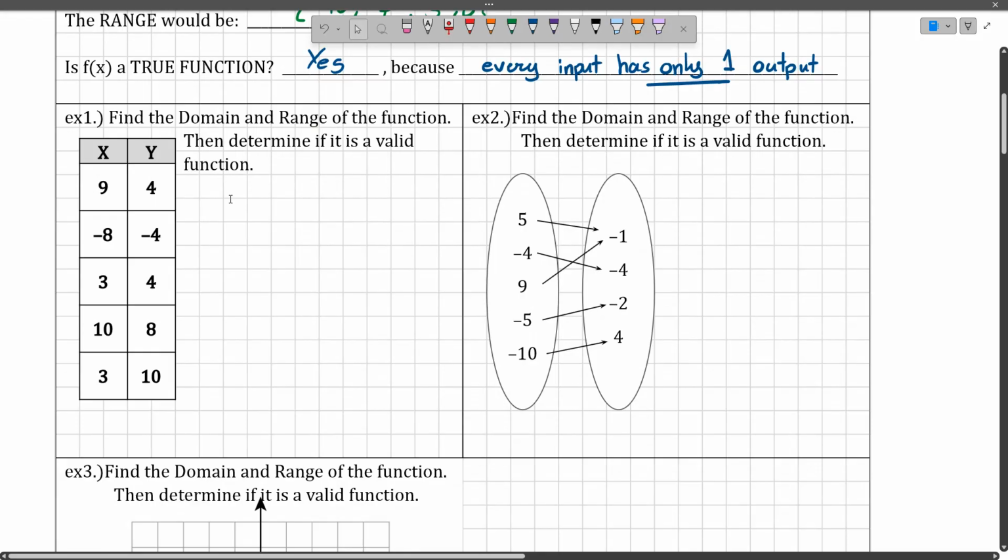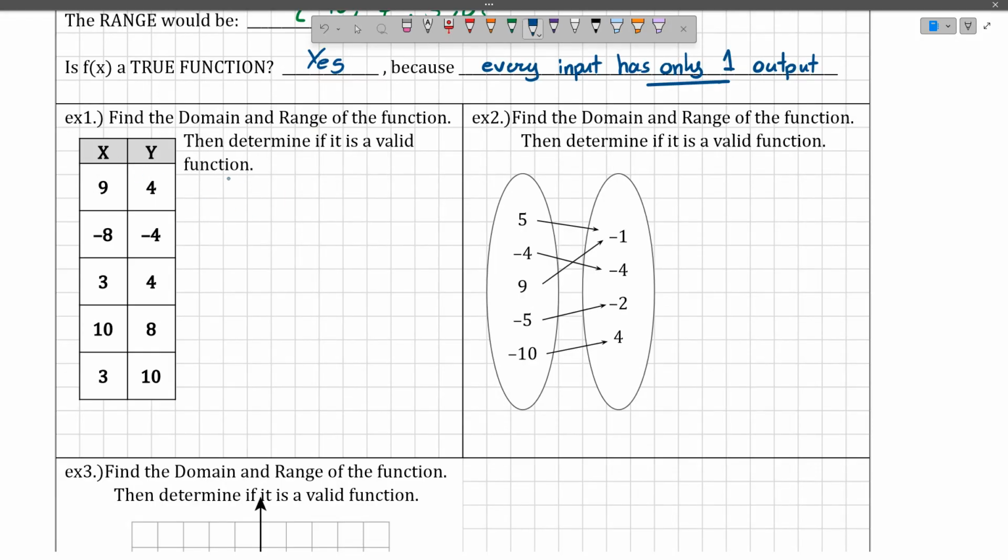Let's try an example. Example 1, example 2. Example 1, find the domain. Okay, the domain. Remember, when it's in a table, it couldn't be easier, all right? They just give you the values straight up. Here are all your inputs. Start from the lowest, -8. Then the next lowest would be 3. And then we have another 3. We have two inputs that are the same, but with outputs that are different. Huh? Okay, we'll get to that in a moment.